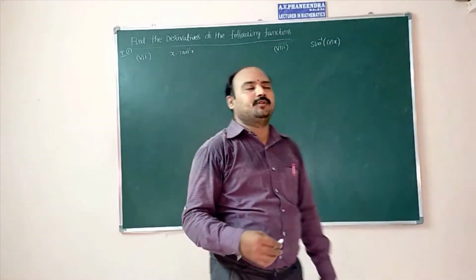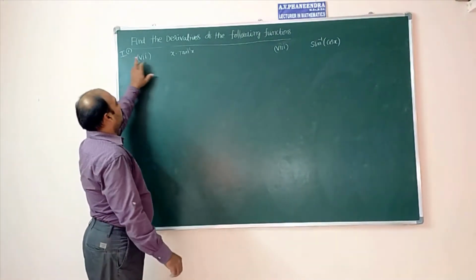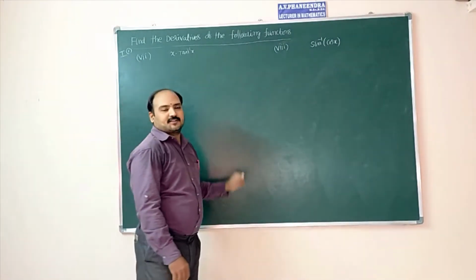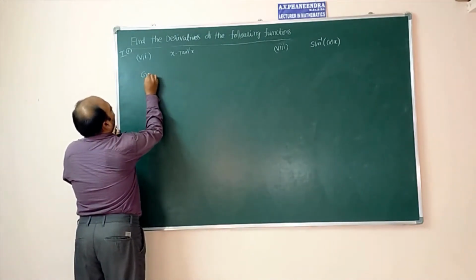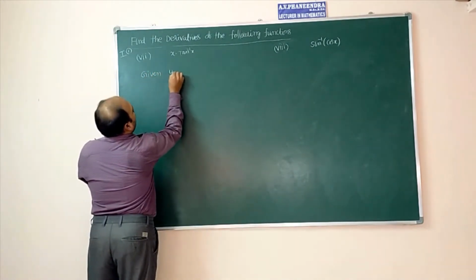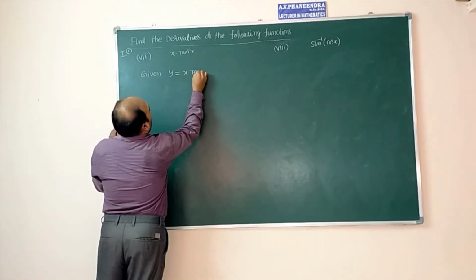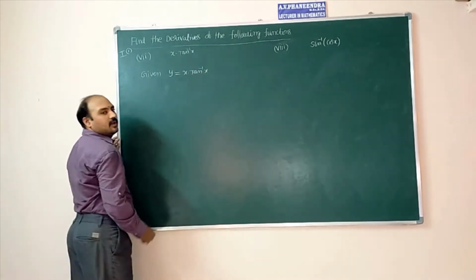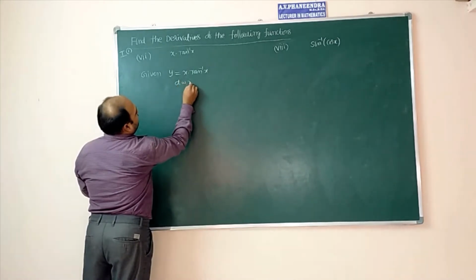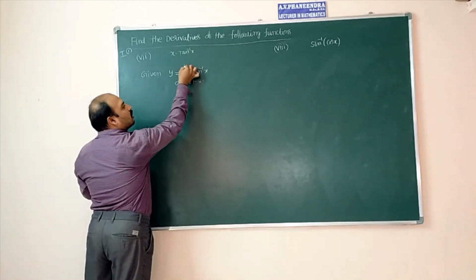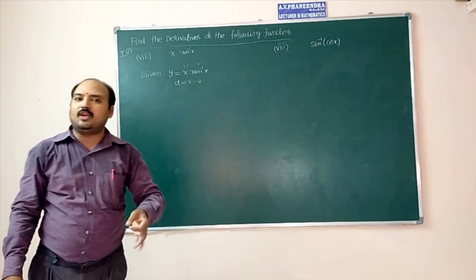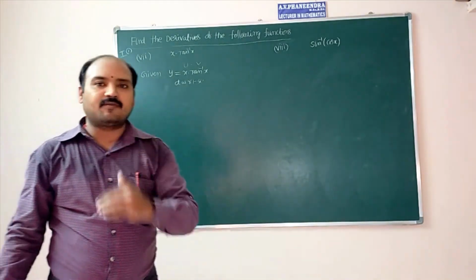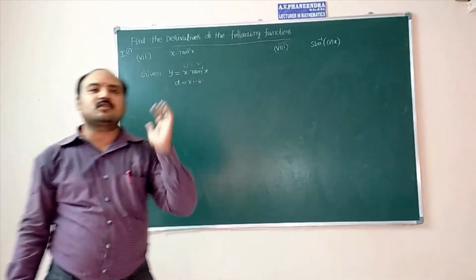See the next question: x into tan inverse x. So first what we have to do: given y is equal to x into tan inverse x. Differentiate with respect to x. Here also you have to apply the u into v formula, d by dx of uv, which is u into d by dx of v plus v into d by dx of u.